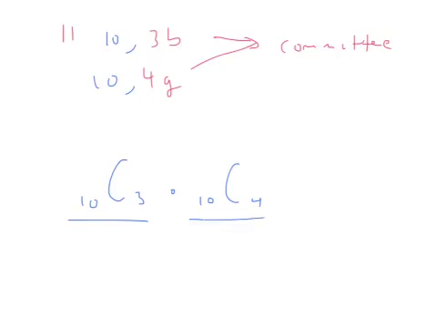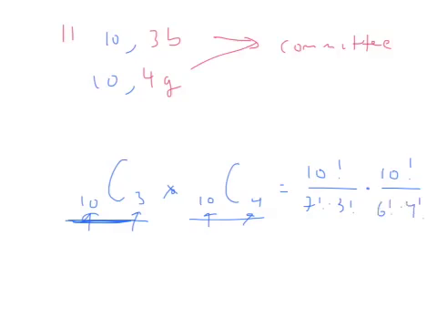So let's say again what we have here. We had 10 boys and we're choosing 3. That's our first event. And then we multiply by having 10 girls and choosing 4. This would simplify a little bit. I'm not going to go the whole way, but 10 factorial over 7 factorial times 3 factorial times 10 factorial over 6 factorial times 4 factorial. And you can go ahead and simplify that if you will.